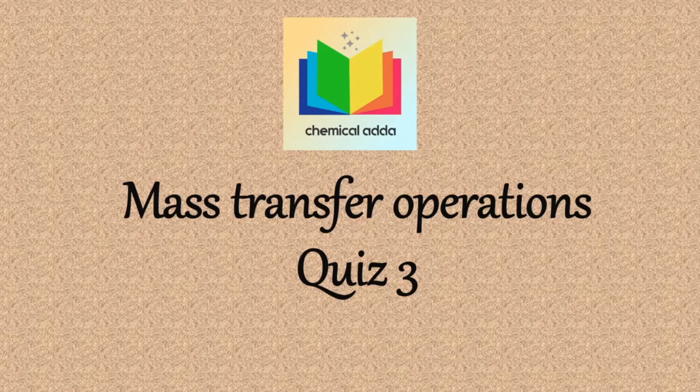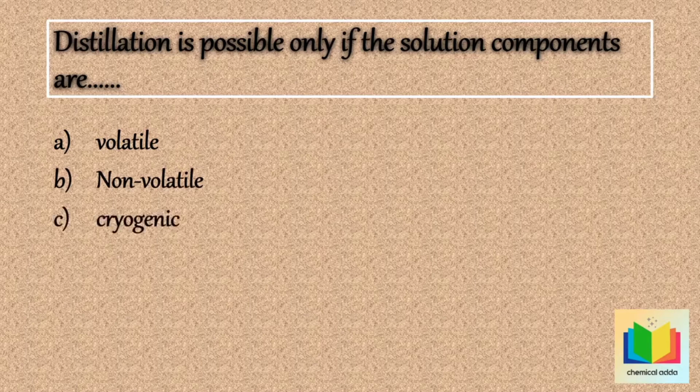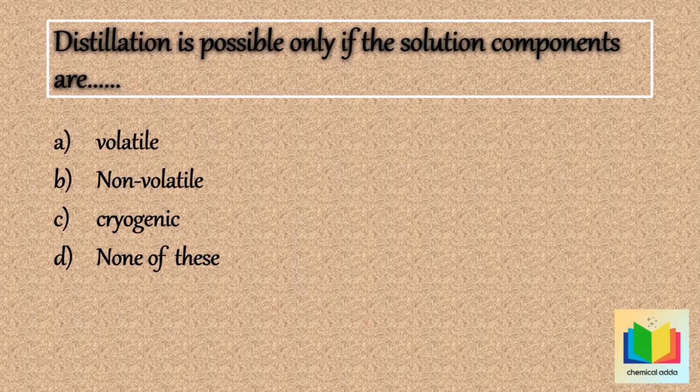So, let's see the first question. Distillation is possible only if the solution components are. Options are: Option A, volatile. Option B, non-volatile. Option C, cryogenic. Option D, none of these. So answer is Option A, volatile.